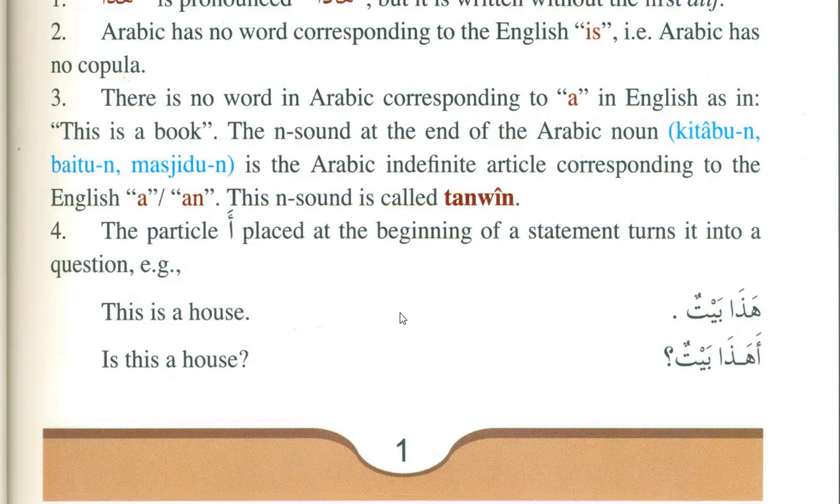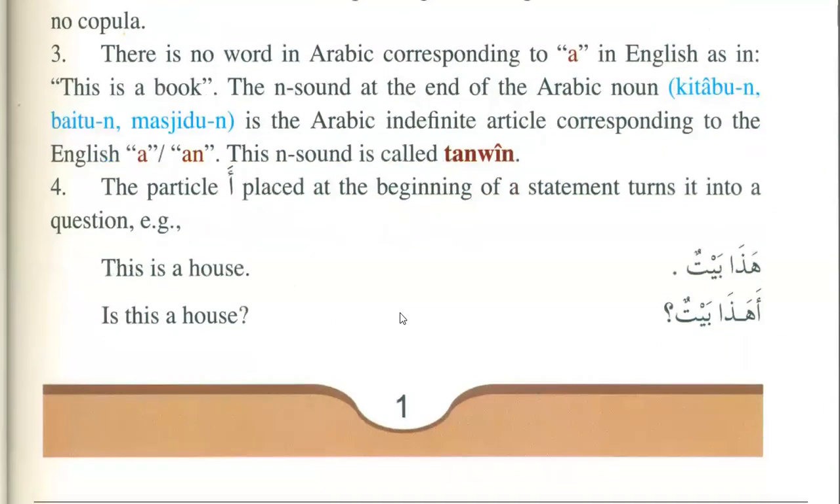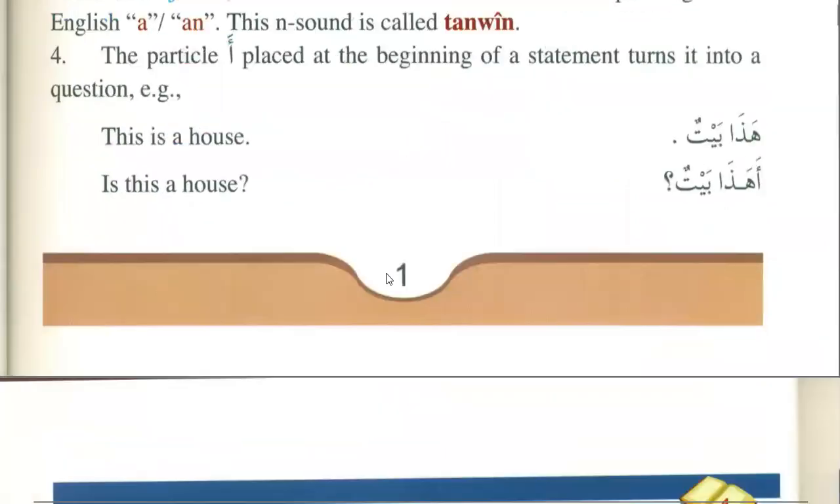The particle hamza, when placed at the beginning of the statement, turns it into a question, for example: this is a book, this is a house. Ahada baytun, ahada baytun. Anybody, any question?